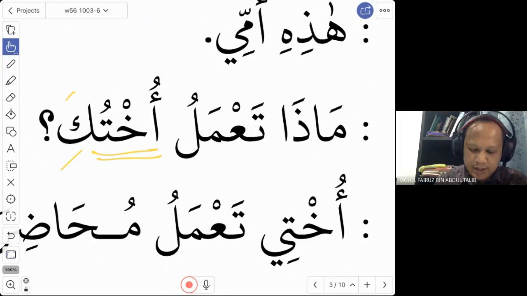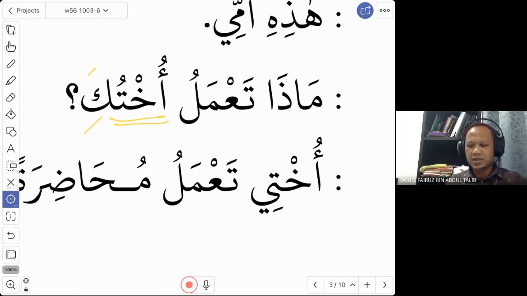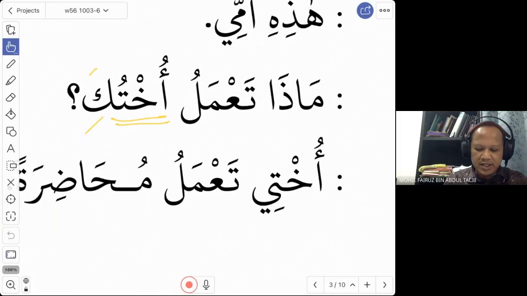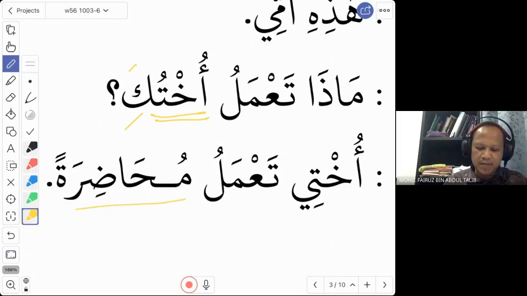And the answer here they say ukhti ta'malu. You look at the word ta'malu again. They use ta. This time they use ta because we are referring to the sister. Ta'malu muhadir, the same word muhadir, lecturer. But since this is now for female, of course you have to add the ta. So we say ukhti ta'malu muhadirah.